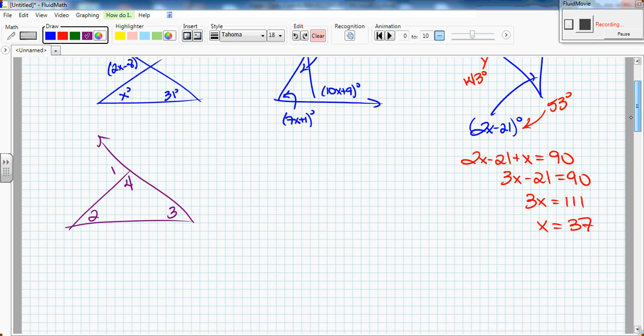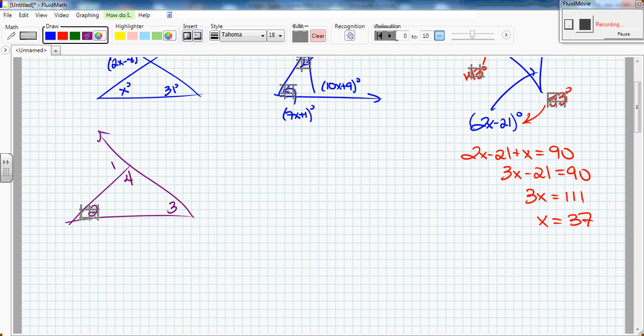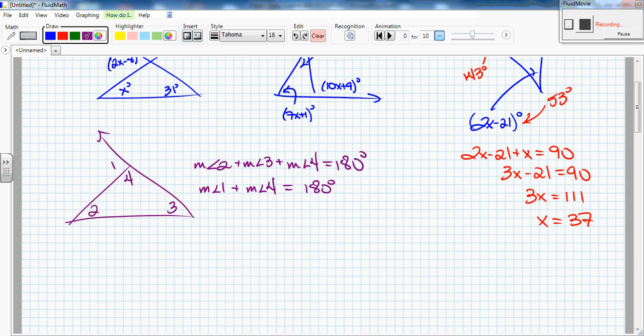Now, even though we don't know its measure, what we now know, without making any assumptions, is that the measure of angle 2 plus the measure of angle 3 plus the measure of angle 4 equals 180 degrees. Interior angles of a triangle have a sum of 180 degrees. We also know that the measure of angle 1 plus the measure of angle 4 equals 180 degrees because they're a linear pair. Not making any assumption, using the rules that we've established so far in this course, we know that these two statements are true.